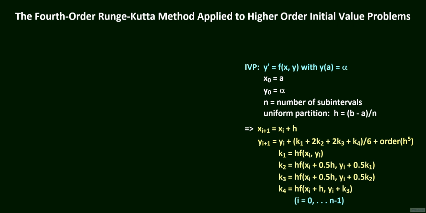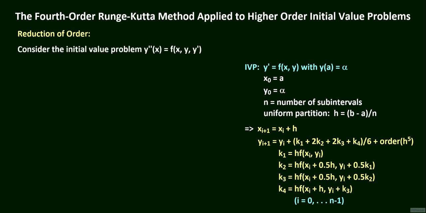To adapt this recursion to a higher order IVP, we can start by reducing the order of the IVP. We illustrate this with a second order IVP. Let y double prime be equal to f of x, y, y prime, where f is differentiable up to fifth order. Suppose y of a equals alpha sub 0, and y prime of a equals alpha sub 1. We define a new variable u and set it equal to y prime. Then u prime equals y double prime, which is now equal to f of x, y, u.